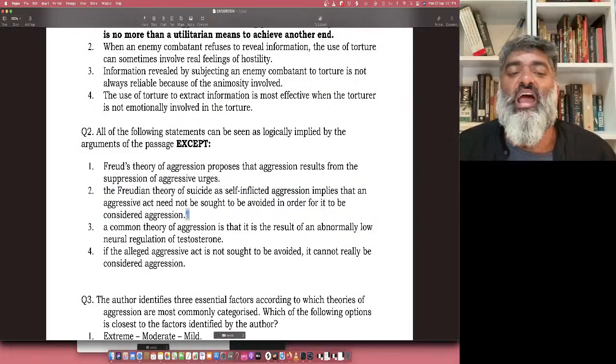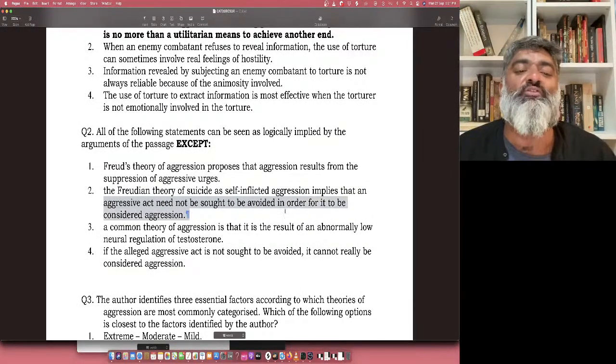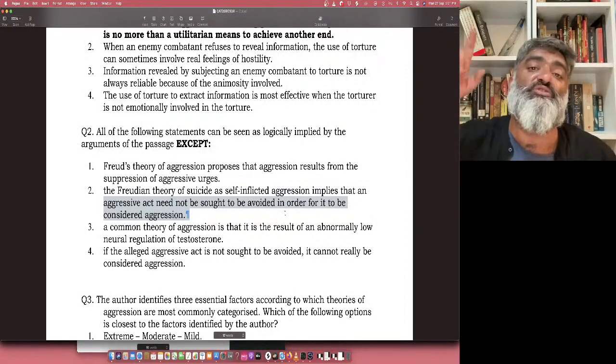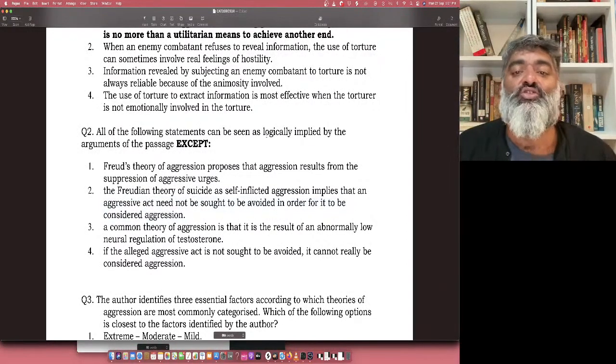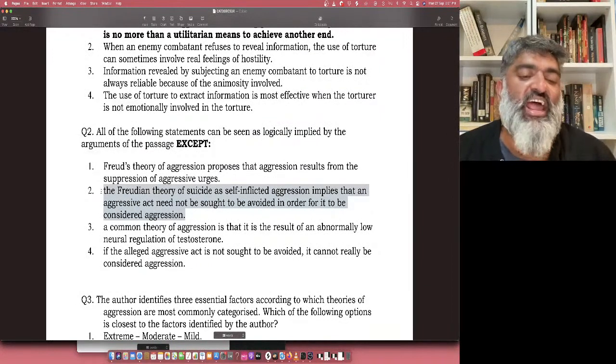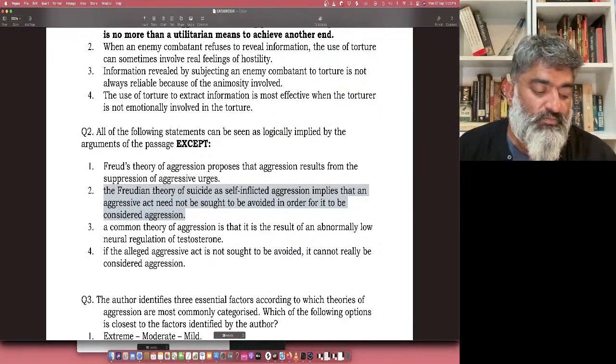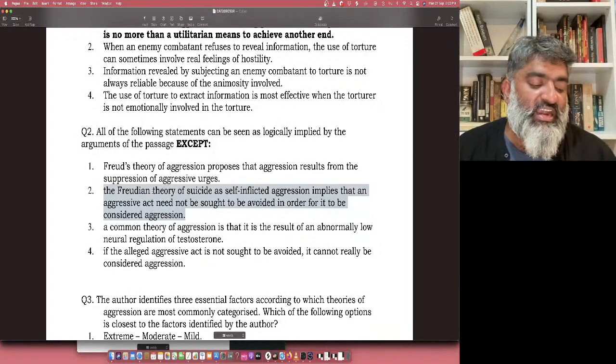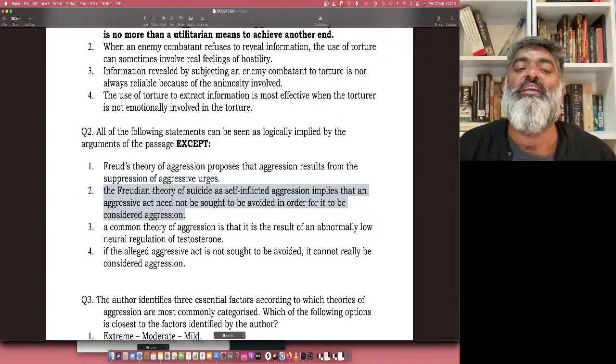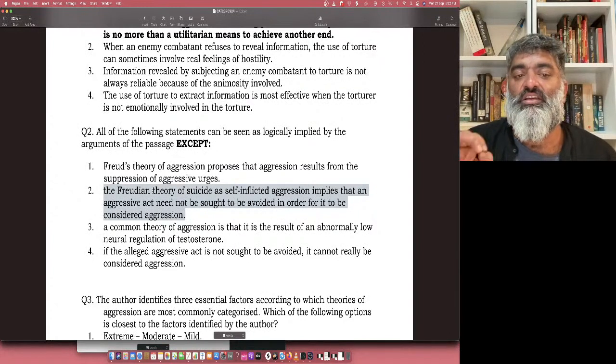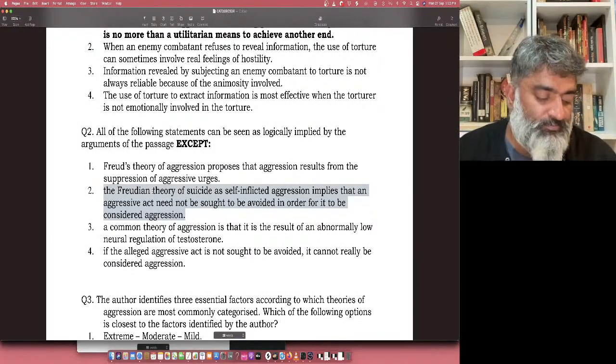So, that is what is happening in this. Read it again. Aggressive act need not be sought to be avoided in order for it to be considered aggression, because that was the old definition. So, can it be logically implied by the passage? I can say yes, it can be logically implied. Please tell me if you are getting this game that we just played, right? And what we mean by inference. Tell me yes or no.